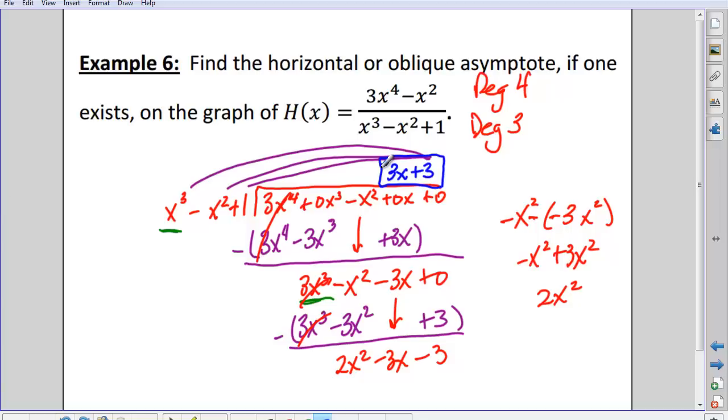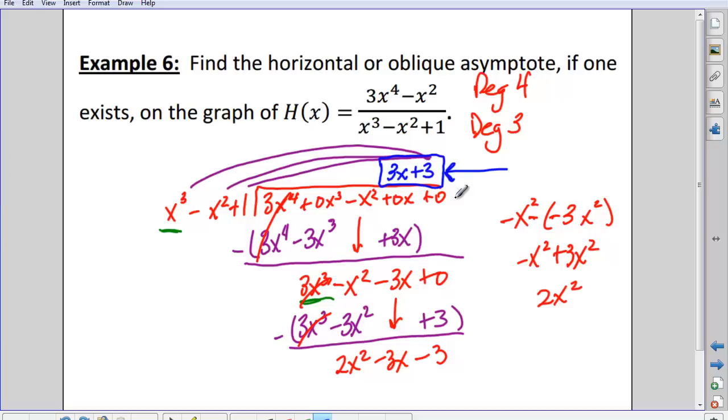It's a lot of work, but once you get the process down, it's not too bad, though there's a lot of room for small mistakes, little negative sign errors and things like that. So just take your time with it, be careful. So we did all that. Now what's the result? What are we even trying to do? We're trying to find horizontal or oblique asymptotes, right? And the result is actually what I've got written in blue here, this piece. 3x plus 3.